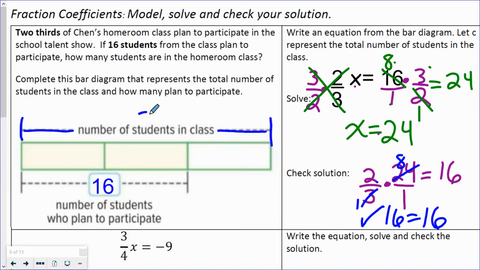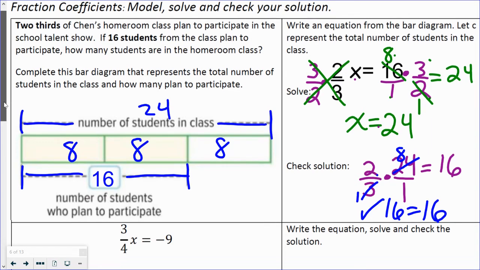represents 24 kids. And if I took 24 and split it into thirds, I have 8 kids in each of these sections, and only 2/3 of the kids actually participating in the talent show. That's what that model actually represents.